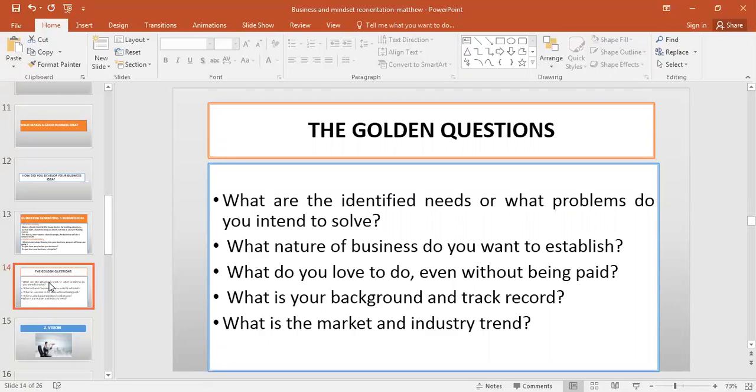What nature of business do you want to establish? What do you really love doing, even when money is not coming in? And you're passionate about, like me, I'm really passionate about entrepreneurship. I have ventured into so many businesses in my years on earth. And it takes time for me to discover my area of passion. And I have lost money a lot in so many business ventures. That is one thing about entrepreneurship as well.